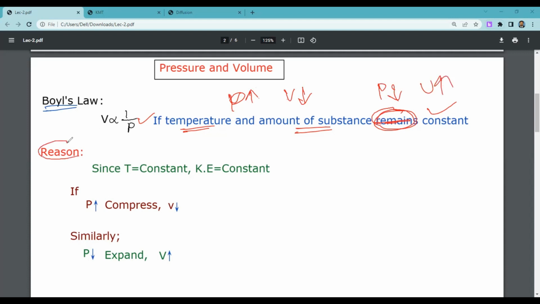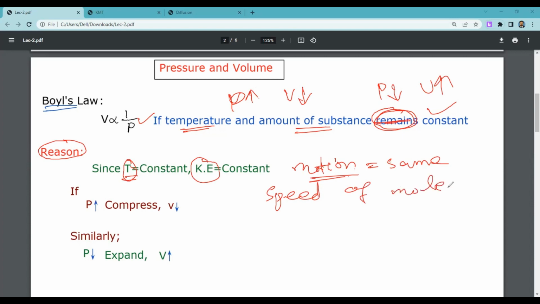What's the reason behind it? The reason is that if we keep temperature constant, it means that kinetic energy will also remain constant. If kinetic energy remains constant, then motion of molecules will also remain constant. If motion remains constant, it means that speed of molecules will also remain the same.